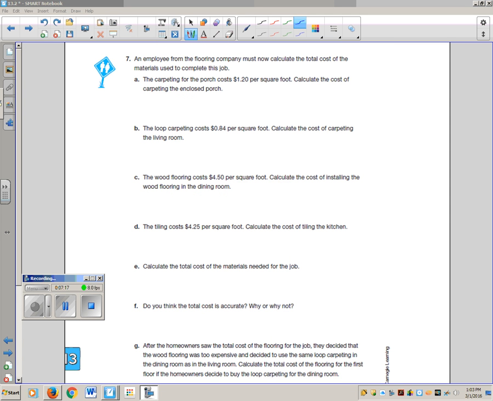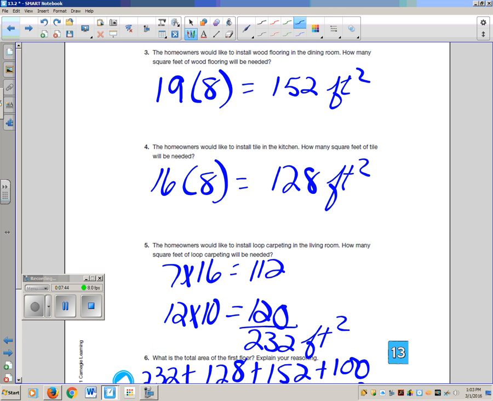All right, number 7, employee from the flooring company must now calculate the total cost of materials used to complete this job. The carpeting for the porch costs $1.20 per square foot. Remember, it was 100 square feet. We're going to multiply that times 100, $1.20. You're going to calculate the cost. The loop carpeting costs 84 cents per square foot. We want to know the living room.